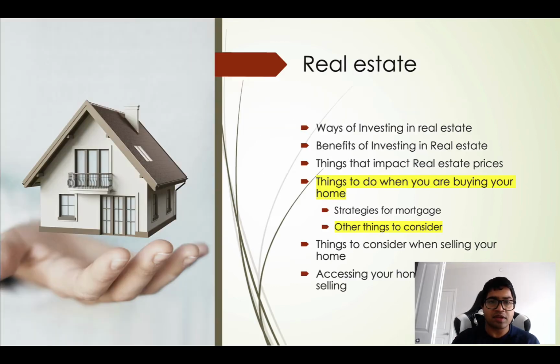Okay, so let's start with it. We're discussing the topic of real estate. We have done with ways of investing in real estate. We have discussed benefits of investing in real estate. We have discussed things that impact real estate prices. Now we are considering things to do when you're buying your house. So strategies of mortgages, we have discussed that.